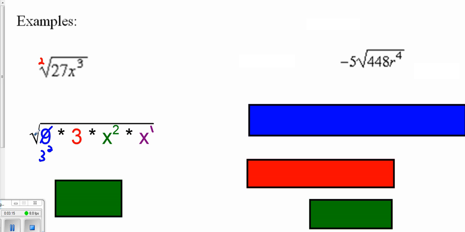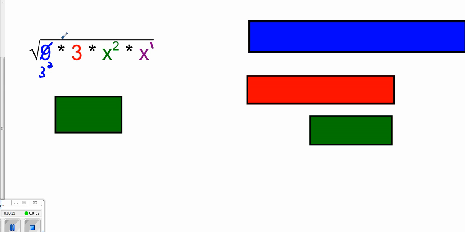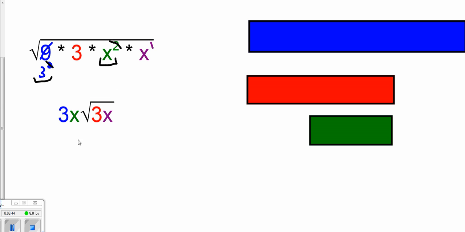So we have the square root of 3 squared times 3 times x squared times x to the first power. We just broke down 27x cubed into these 4 pieces. Now this square root will cancel with any of the square powers, so this one and this one. When we do that though, this piece, the x, and this piece, the 3, need to come out front. So we'd have 3x on the outside, kind of a whole number there, an actual 3x, and then this 3 and this x remain under the square root.